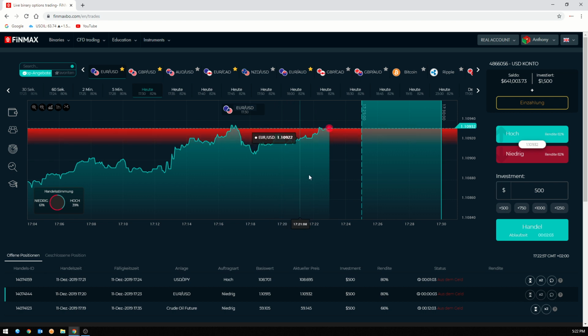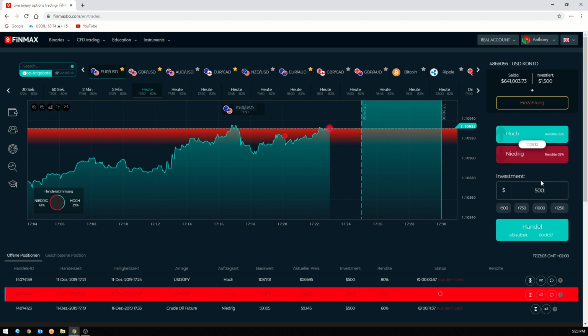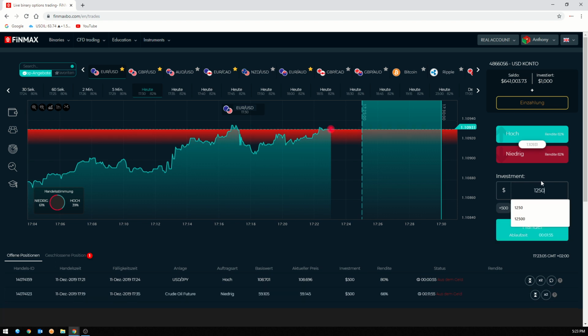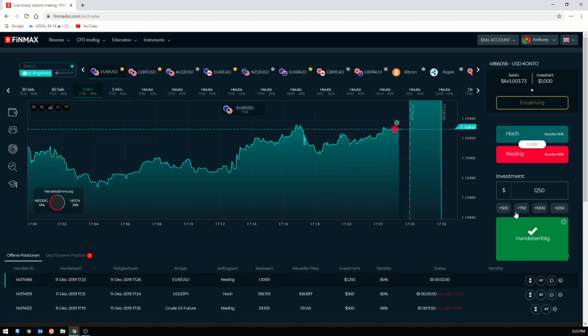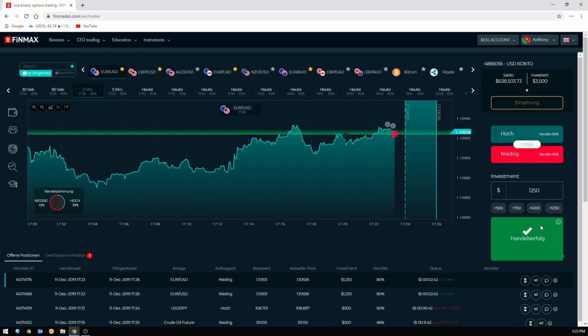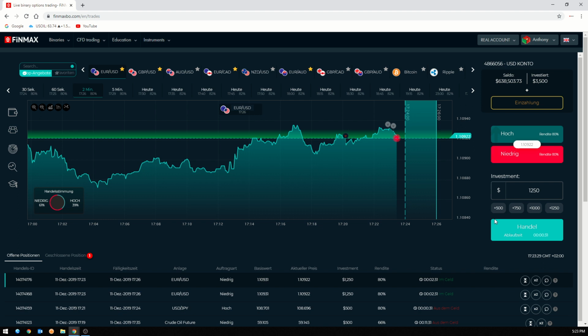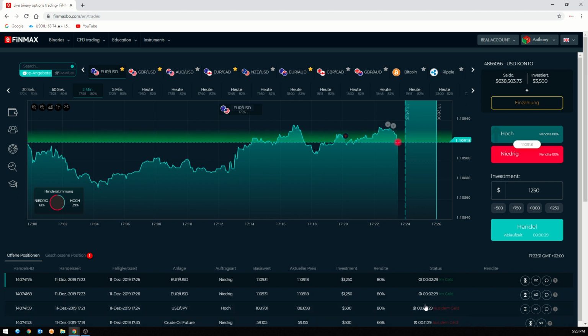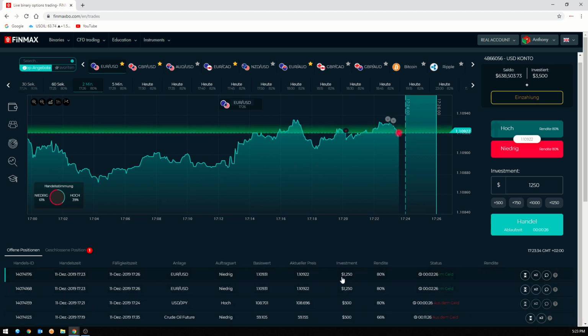Let's take a look at the Euro USD. We opened the trade. Currently it's near our direction. Let us open one more trade for the same time, 2 minutes. So we have 2 trades for the Euro USD.